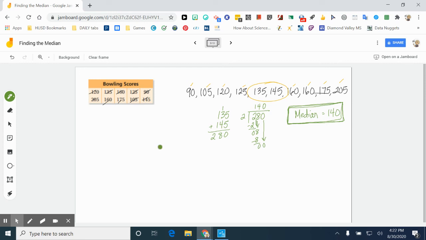So yeah, that 0 at the end of that was very important. 140 is right in the middle of 135 and 145. So I know that I'm on the right track. And that's how you find the median, you guys.